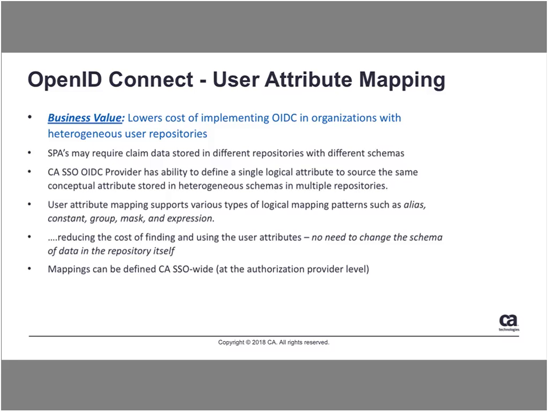And overall, the major benefit of using user attribute mapping is to reduce the cost of finding and using user attributes at the application level. So it helps to avoid changes in the schema data in the user repository. That behavior you can achieve with the user attribute mapping in the OIDC provider section.